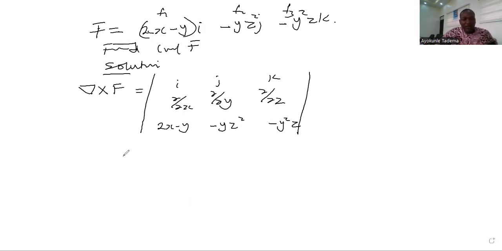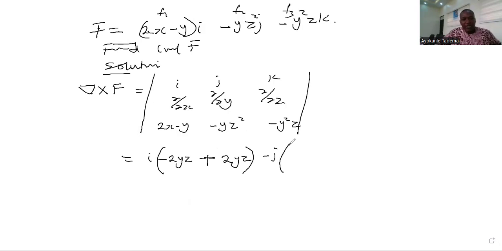And now to simplify this, we have i, open bracket. You cover this, you cover this. Now, you differentiate this with respect to y. When we differentiate this with respect to y, we have minus 2yz. Minus, we differentiate this one with respect to z. And when you differentiate it with respect to z, you also have minus 2yz. Minus times minus is plus. And we close the bracket here.